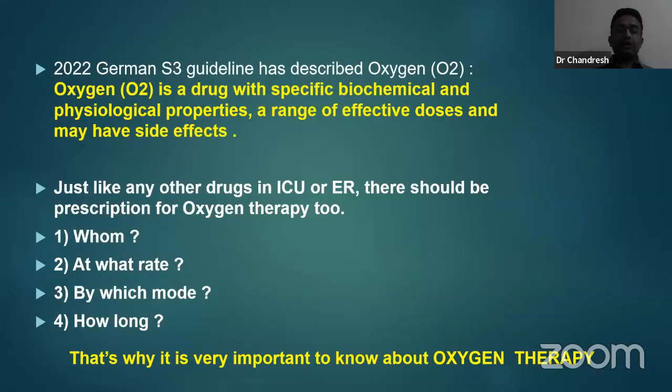If you really think about the patient's possible outcomes, whenever you are discussing oxygen therapy, or advising somebody on oxygen, you should ask yourself these 4 questions. Which patients really get benefit from oxygen? So whom to give? At what flow rate should it be given? By which modality or instrument are you going to deliver oxygen to this patient? And how long are you going to supply oxygen therapy to these patients? That's why it is very important to know about oxygen therapy.